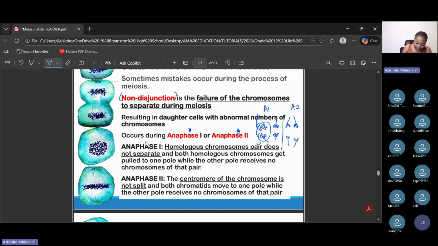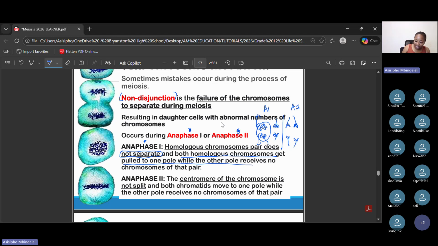So what do we have here? There is the information. Homologous chromosome pair does not separate, and both homologous chromosomes get pulled to one pole. But now what happens in the other pole? Remember, these were a pair, and one was supposed to go up and the other was supposed to go down. But if both of them go up, that means the other side of the cell does not receive the chromosome pair, does not receive that chromosome from the pair. Now that means another cell will be one chromosome short. Now that is non-disjunction occurring in anaphase 1.